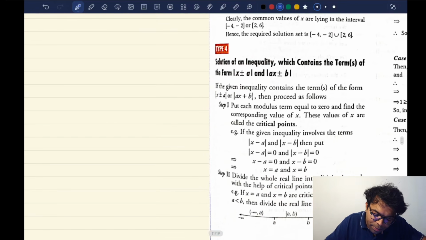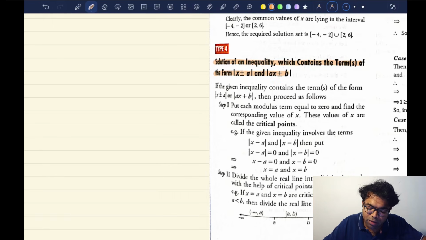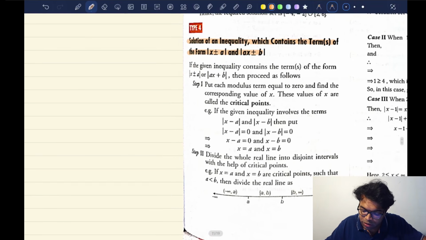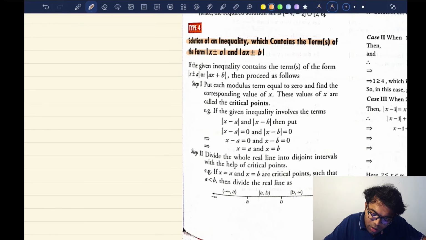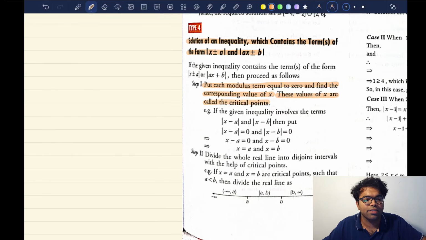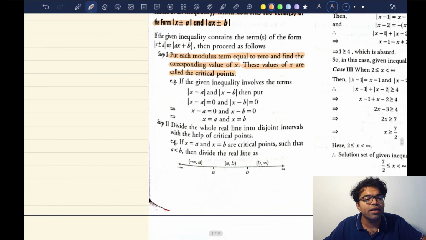Okay, the solution of inequality which contains the terms of the form modulus of x plus minus a and x plus minus b. Now in this type of situation, I'll teach you how to do it. First things first, put each modulus term equal to 0 to find the corresponding values of x. These values of x are called the critical points. Now Drupad, if it were a linear equation, we would have called it a zero. But since it's not a linear equation, we will call it critical points. Those points which make the expression equal to 0 are called critical points.